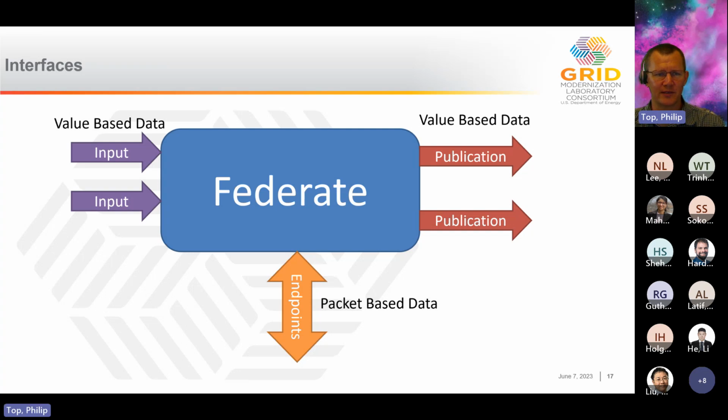So for value-based federates, we have two interfaces. These are inputs and publications. So these are one-directional interfaces. Inputs take in data, publications send data out. And inputs can receive data from multiple publications, and publications can send data to multiple different inputs. Endpoints, in contrast, are bidirectional. So these can both send and receive data. You can specify them as unidirectional, but by default, they are bidirectional.